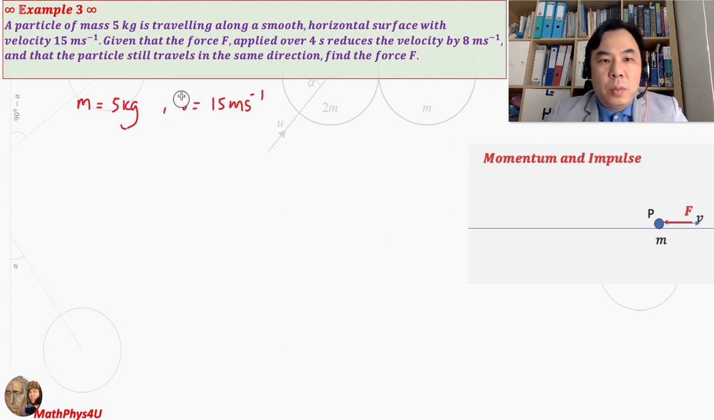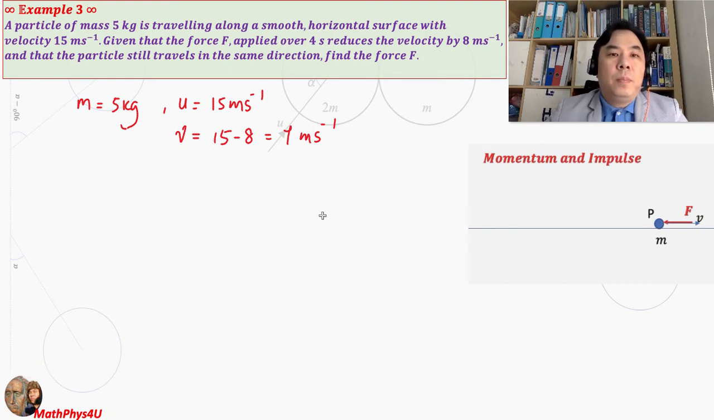I try to differentiate between the initial velocity and the final velocity. So its initial velocity was 15 meter per second, reduced by 8 meter per second. Therefore, the final velocity due to the introduction of the external force is 7 meter per second here.